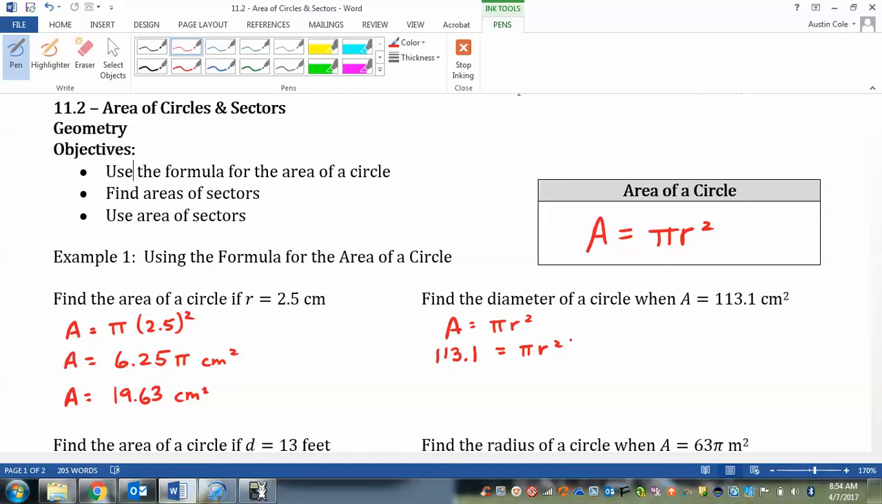Some people say, oh, I want to square root. Well, we want to get rid of everything else before we square root. So let's divide both sides by pi. And so those will cancel on the right side. So here I get r squared equals, what do we get there? 36.000. We'll just call that 36. Now I can square root both sides. And so our radius here is going to equal 6.